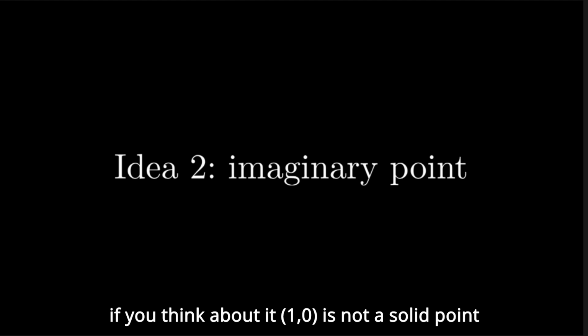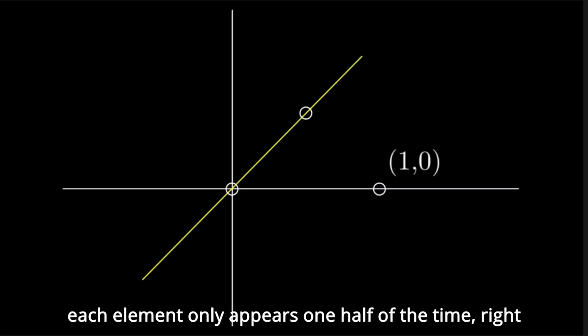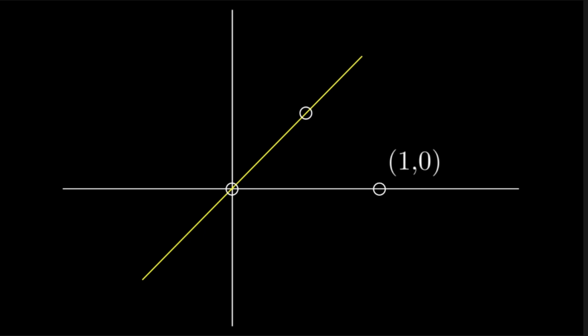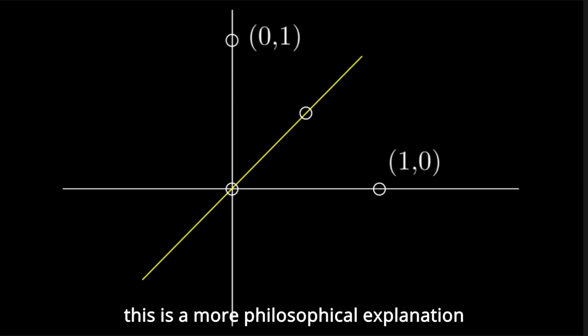The second idea is from probability. If you think about it, (1, 0) is not a solid point. Each element only appears 1/2 of the time, right? So consider it half solid, with the twin (0, 1) also existing half solidly. This is a more philosophical explanation.